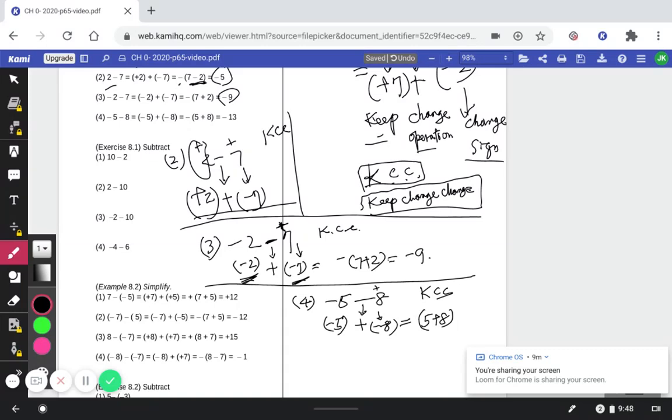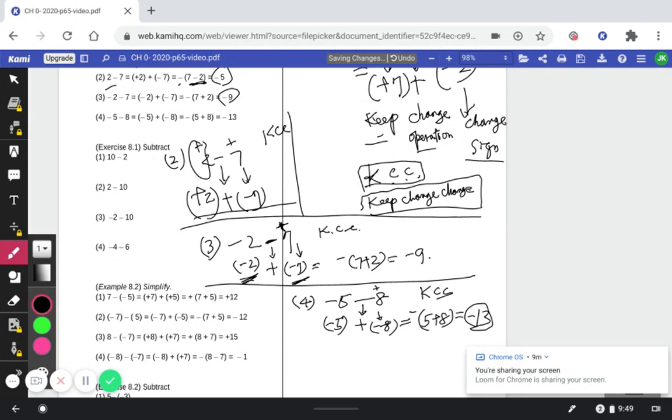And then which sign do we use? The bigger absolute value is 8 and it's negative. So the final answer becomes negative of 5 plus 8, which is 13. So the final answer becomes negative 13. Does this make sense?